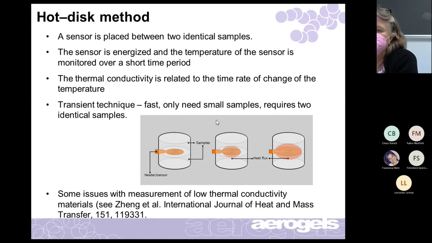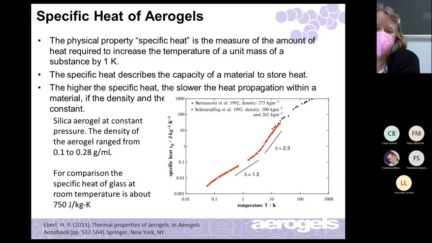Okay, I just have 2 slides and then we'll take a break. I just want to finish up on thermal properties. The only other thing is the specific heat of aerogels. Specific heat is a measure of the amount of heat required to increase the temperature of a unit mass of a substance by 1 degree Kelvin. And so it has to do with the capacity of a material to store heat.